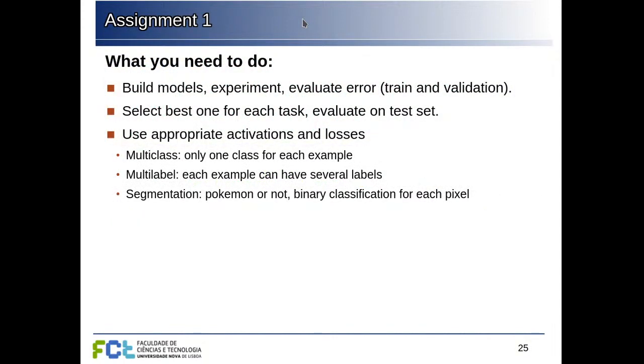So what you need to do for the assignment is to think about the models you want to create and experiment with them. You don't need to create very complex models, because this is a small data set. It's easy to overfit. You only have 4,000 images for train and validation. You should leave the test set for evaluation at the end. But for doing training and validation, you can use those 4,000 images in whatever way you want.